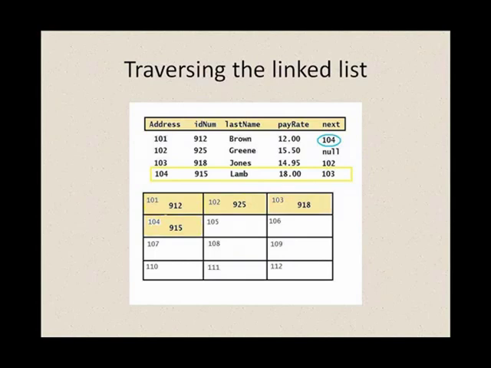If you process the list in order, you start at 101, use that data, go to address 104. At 104, use that data, go to 103. At 103, use that data, go to 102, and after you go to 102 and use that data, you've reached the end of the linked list.